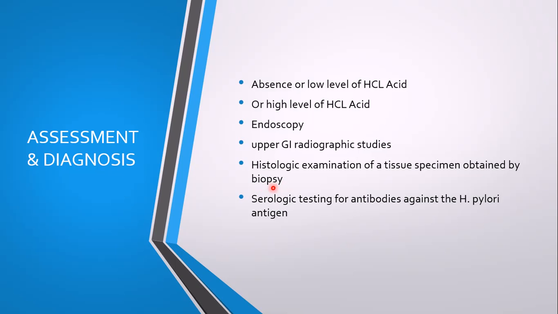So we'll be taking a small tissue specimen and we'll be giving it to the laboratory, and then they will tell you whether it's a cancer thing or not. Then serologic testing for antibodies. Yeah, we need to see H. pylori antigen. Antibody will be available in our body if we are having this infection. So we'll be looking for the antibodies of H. pylori. Okay.